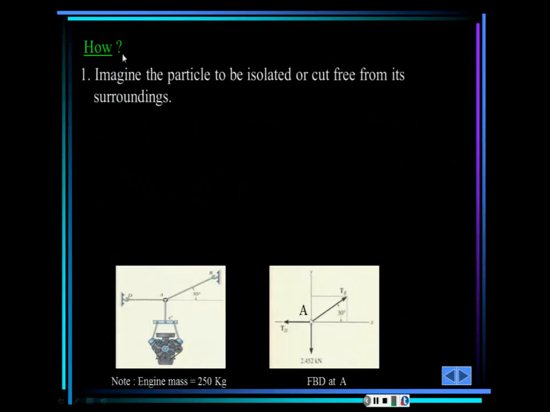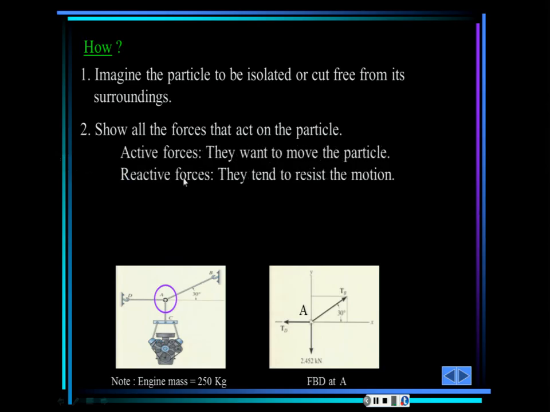How do you do a free body diagram? Well, first of all, you have to see the point that you want to do the free body diagram. If the point that you want to do is this point, first you imagine that particle isolated, and then you start showing all the forces acting or reacting in the particle. Remember, active forces are the forces that want to move the particle, and reactive forces are the forces that try to hold the particle into place.